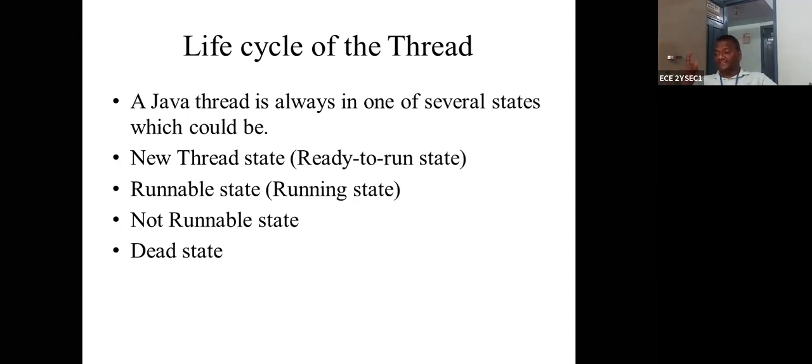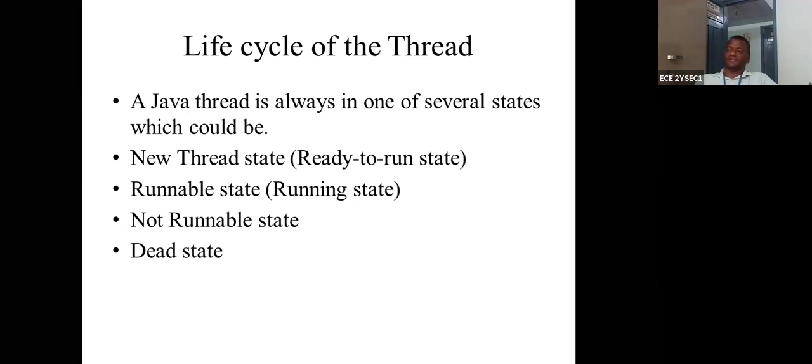So the cycle stands for generation, initialization, runnable, running, and dead. These are the five stages of the human cycle. In the same way, the thread also has five steps: generation, creation, runnable, running, and dead. So these are all sequential steps.